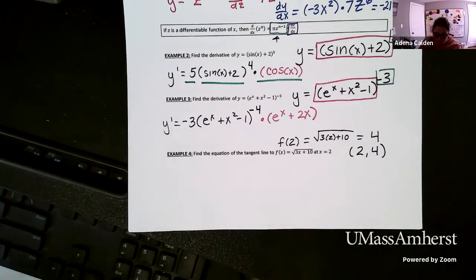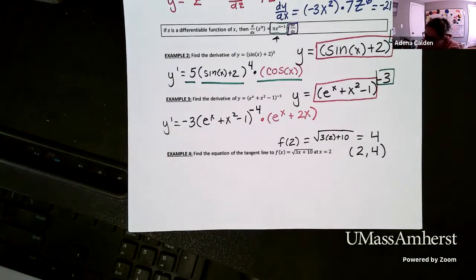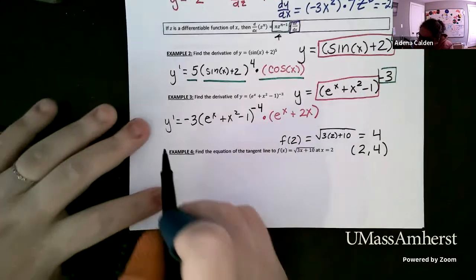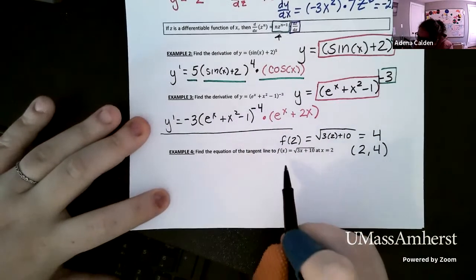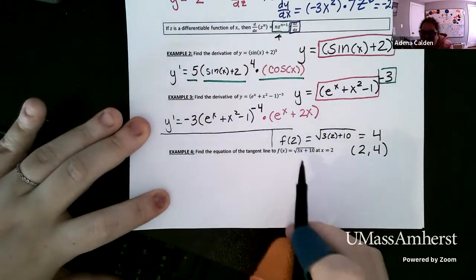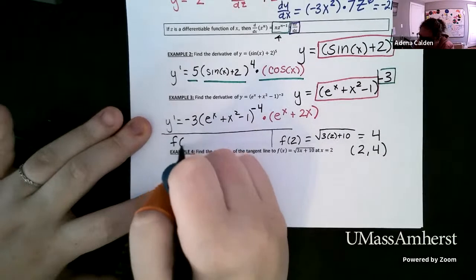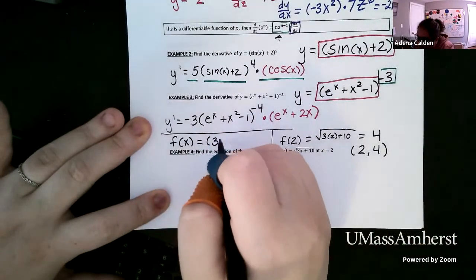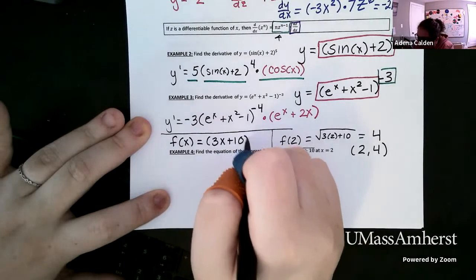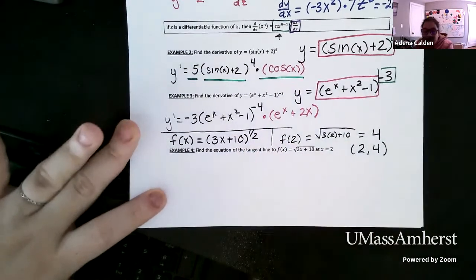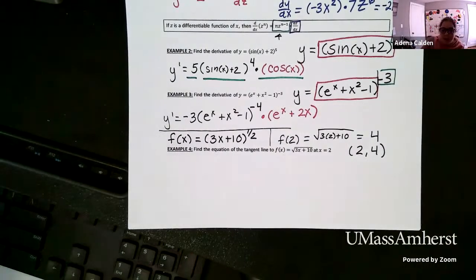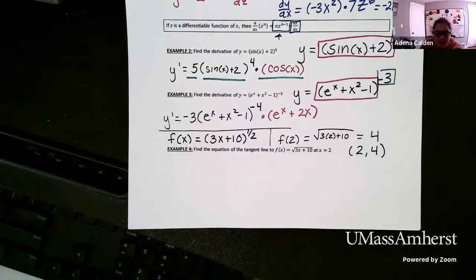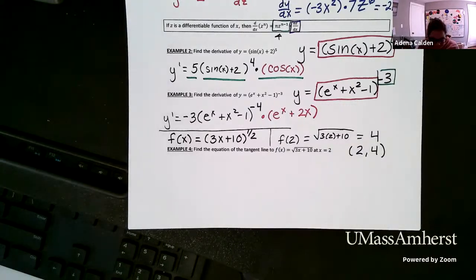So now we have our point. Now we also need the slope. So in order to do the slope, we're going to have to find the derivative of this function. And so what I'm going to do is just rewrite my function right up here with the 1/2 power so we can see where this derivative is coming from. So we have (3x plus 10) to the 1/2 power. We have to turn it into the 1/2 power because otherwise the radical symbol will trip us up. We can't do anything with the symbol. We have to have a numerical power.